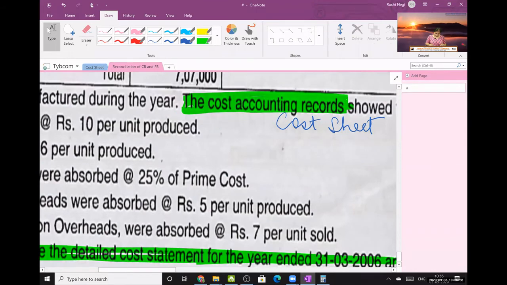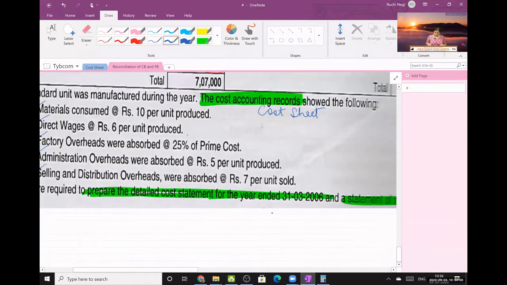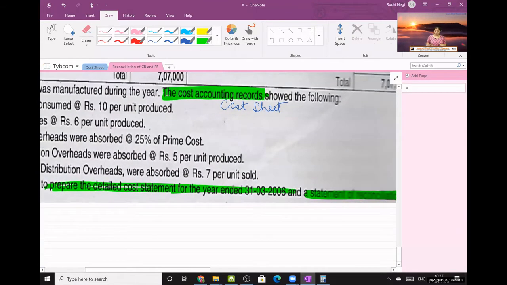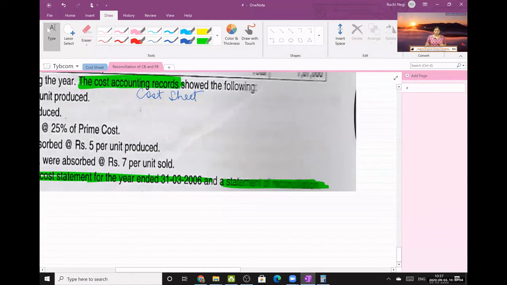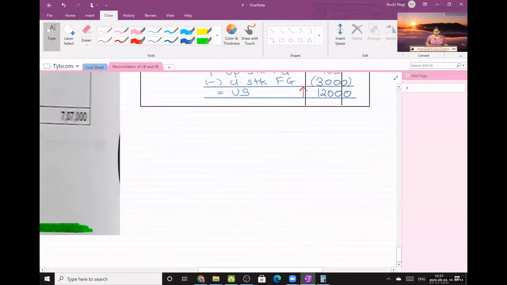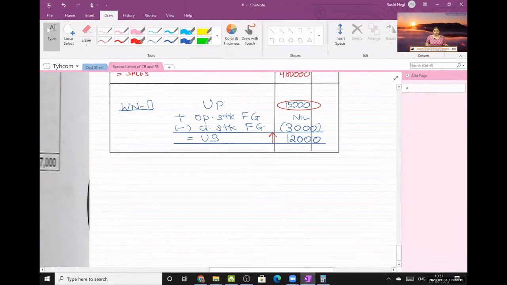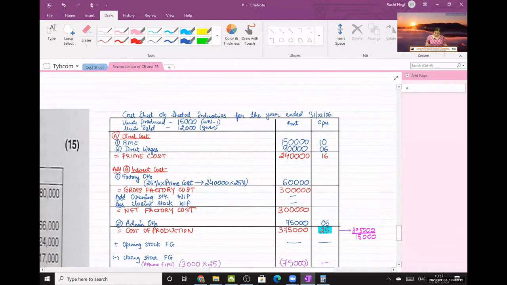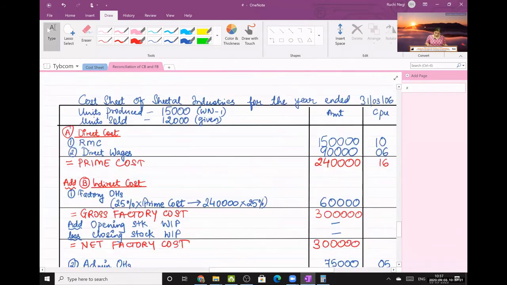This is the last one. Prepare a detailed cost statement for the year ended 31st March 2006 and a statement of reconciliation. So here they have not mentioned a CPU column is mandatory. But if the same sum would have been asked in a cost sheet chapter, then the CPU column would have carried marks. Here it will not. So wherever necessary, calculate CPU, otherwise not.